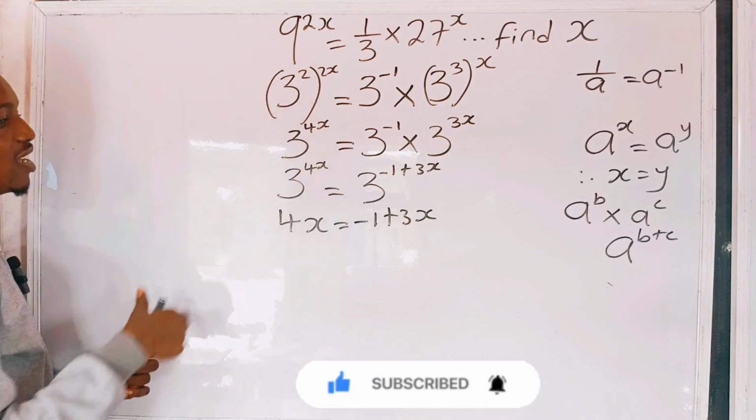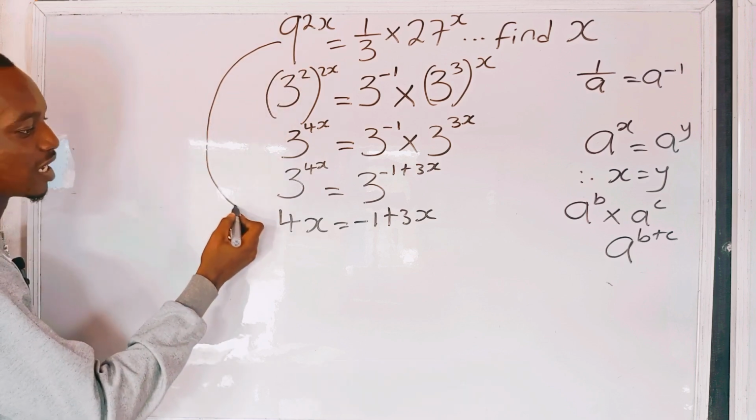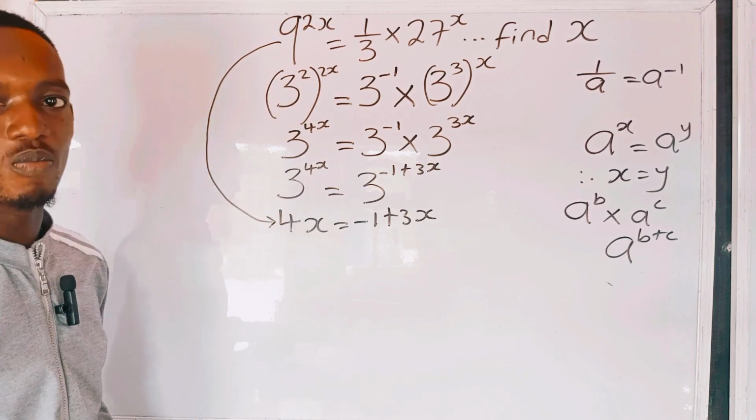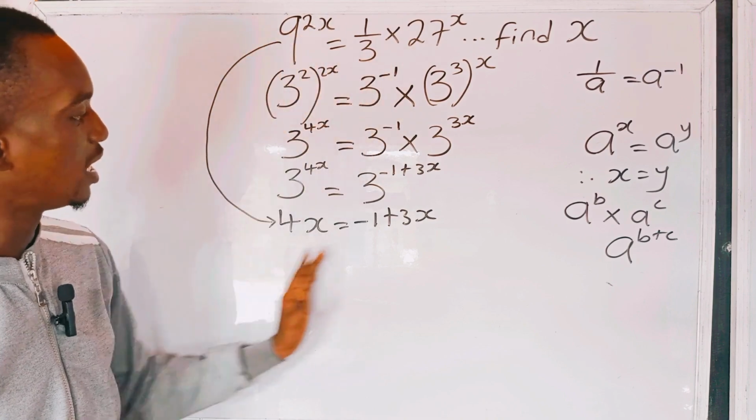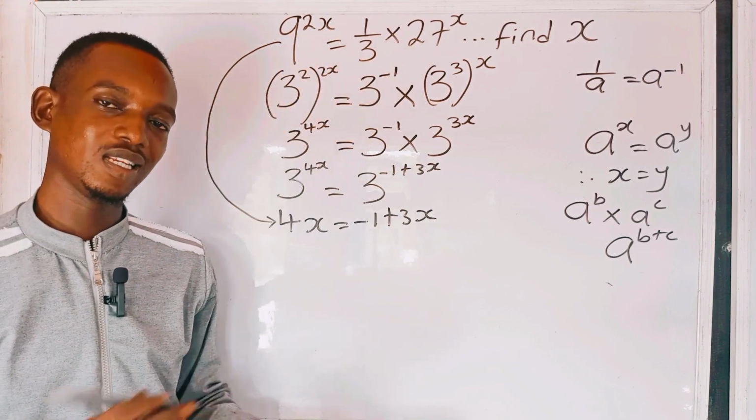Now, don't forget, this scary exponent has been converted to a linear form. This power form has been converted to a linear form. From here, we can solve it in the linear way that we know.